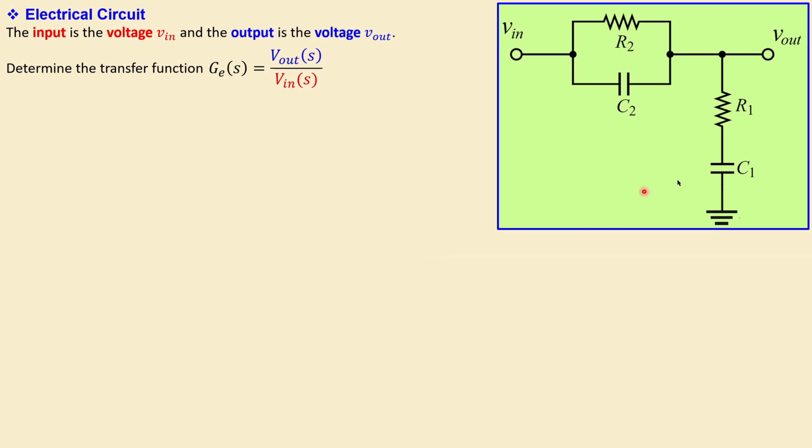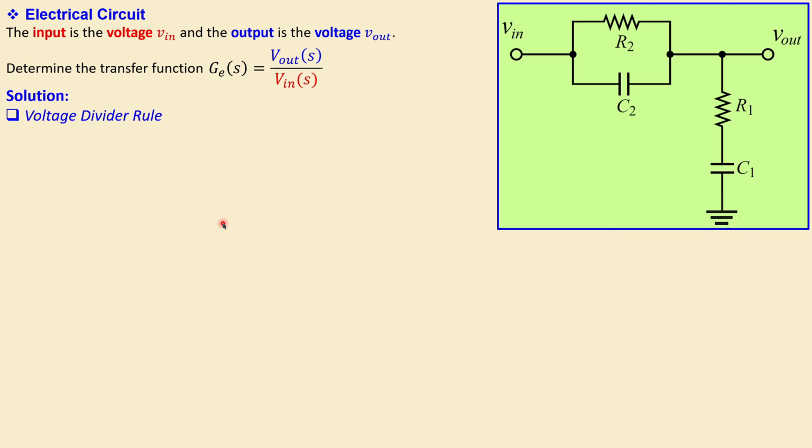This is our electric circuit. We see a resistor R1 and C1 in series, and we also have R2 and C2. Those are in parallel. The input is a voltage, and the output is also a voltage. We would like to have the transfer function, V out over V in.